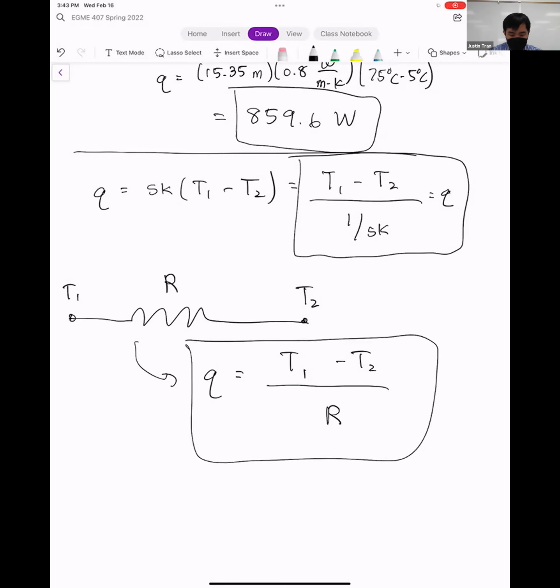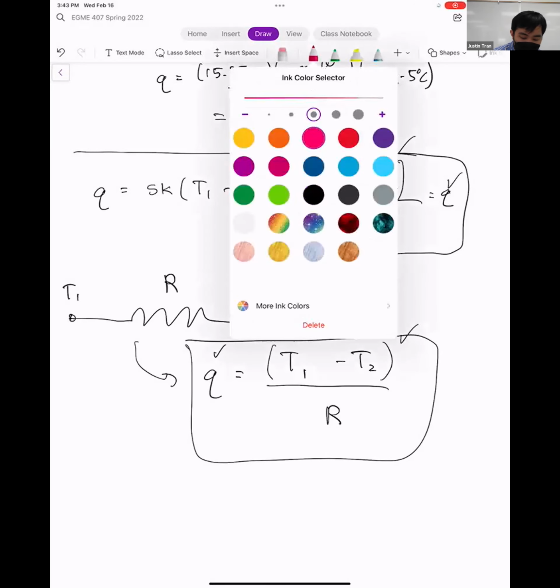And so if we look at these two equations, we can see that there are a lot of similarities. We have Q by itself on one side of the equation, a difference in temperature on top, and also something in the denominator as well, that conceptually represents the same thing.